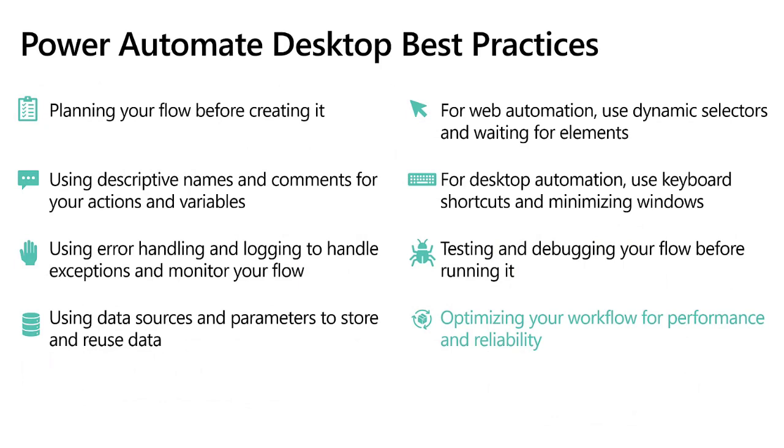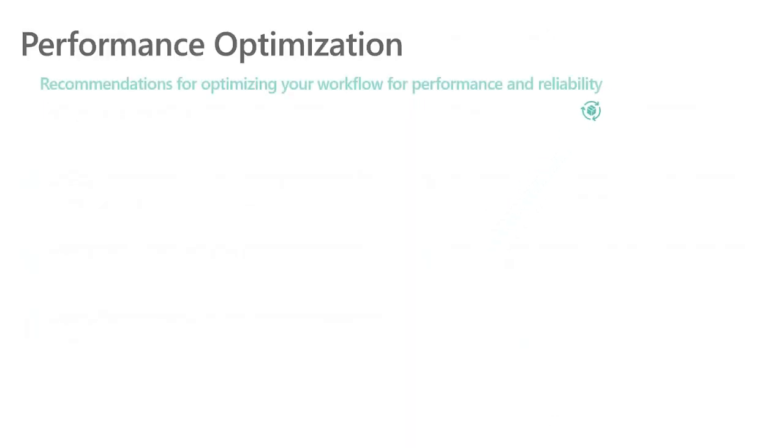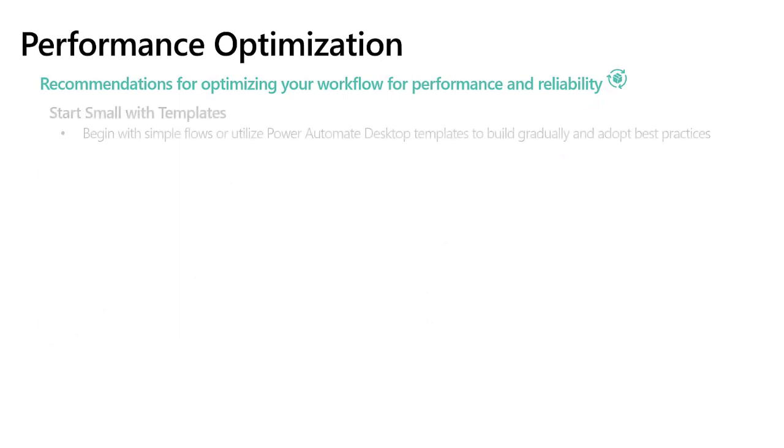Now let's talk about some recommendations for optimizing your flow for better performance and reliability. Start small and use templates. It's a good idea to start with a simple flow that performs a basic task and then build on it gradually. You can use the templates provided by Power Automate Desktop to get started quickly, and that'll also help you learn from the best practices embedded in them.